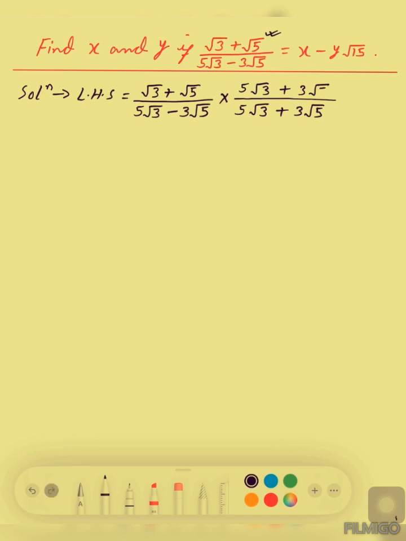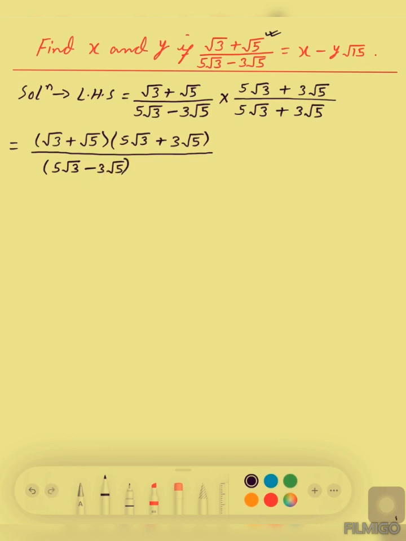So 5√3 + 3√5. Now, we have to multiply the numerator keeping the first two terms inside the bracket, that is √3 + √5, and then 5√3 + 3√5 in another bracket. In the denominator, as you can see, it is in the form of a minus b and a plus b, where your a is 5√3 and b is 3√5.